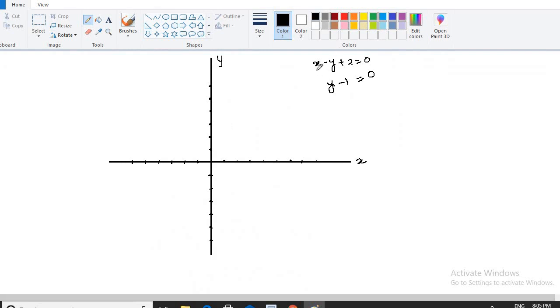Let me simplify this so that it will be easy. After the simplification you will get x by minus 2 plus y by 2 is equal to 1. Let's plot this equation. So here it will be 0 comma 2 and here it will be 0 comma minus 2. Let's join this line. So I have joined this line.